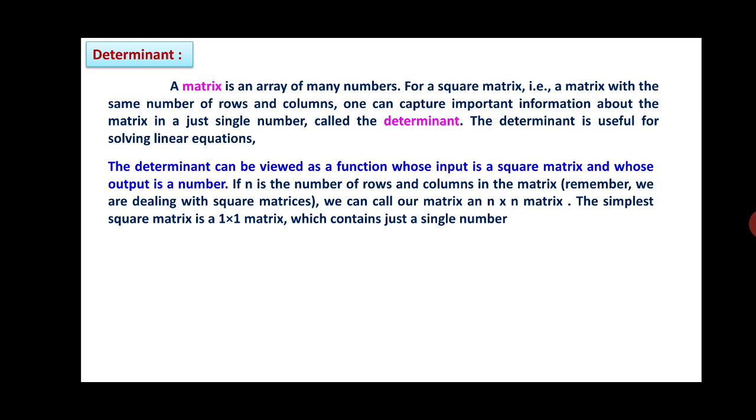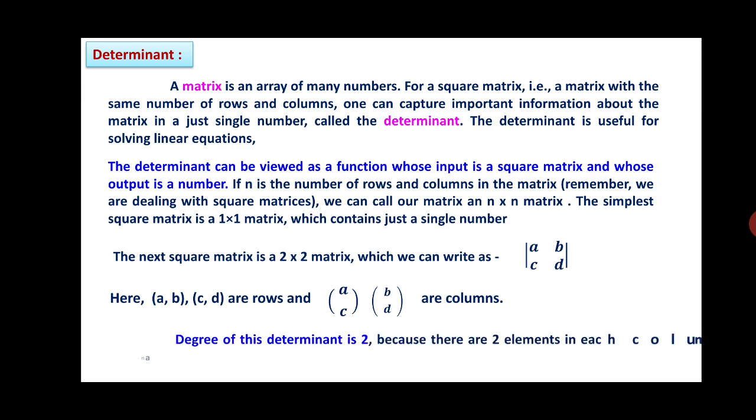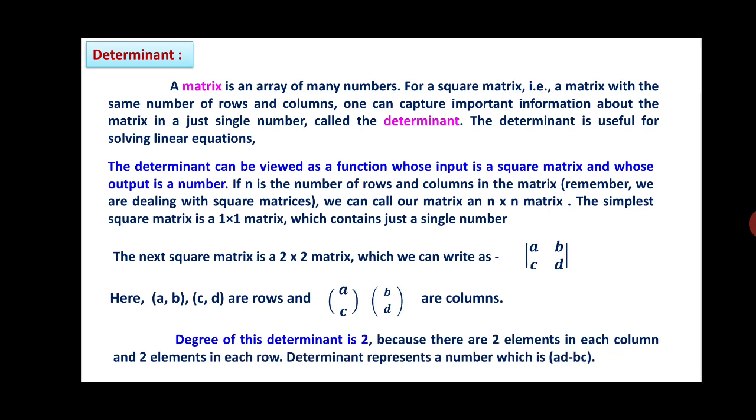The simplest square matrix is a 1 by 1 matrix which contains just a single number. The next square matrix is a 2 by 2 matrix, which we write in two bars as A, B, C, D. Here A, B and C, D are rows and A, C and B, D are columns. So the degree of this determinant is 2 because there are two elements in each column and two elements in each row. The determinant represents a number which is AD minus BC.